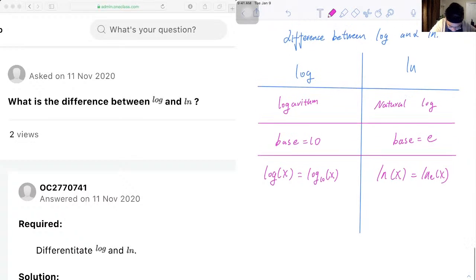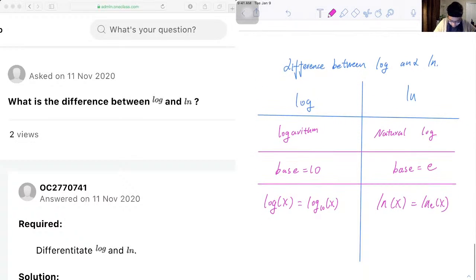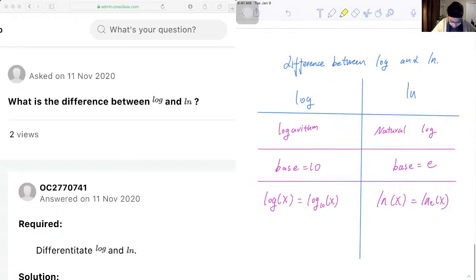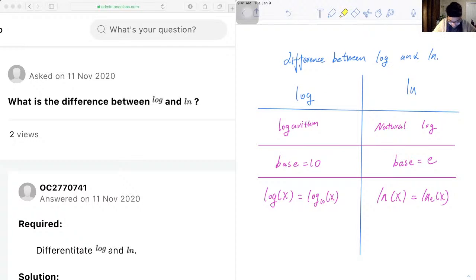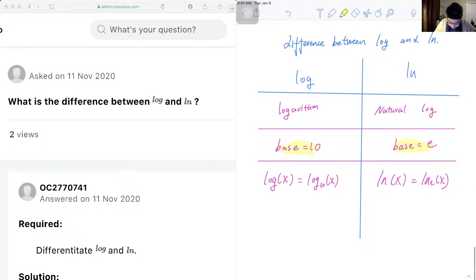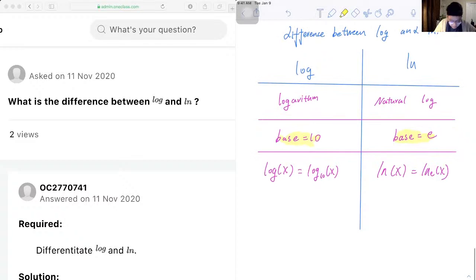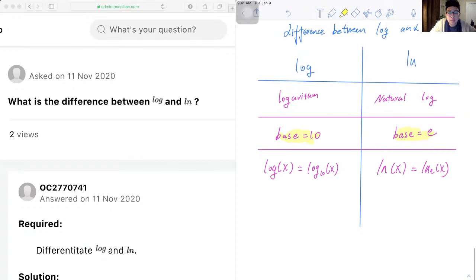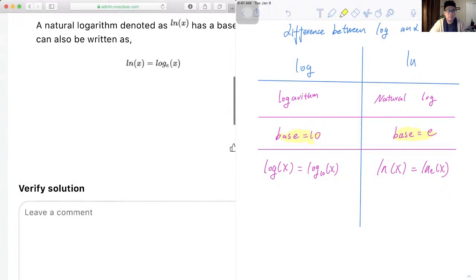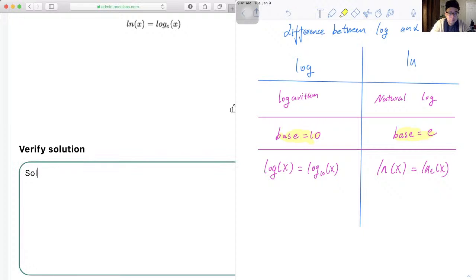Yep. So I think the most significant difference between log and ln is just the base. Okay. Yep. So let's leave a comment there. Solution is correct. Well done.